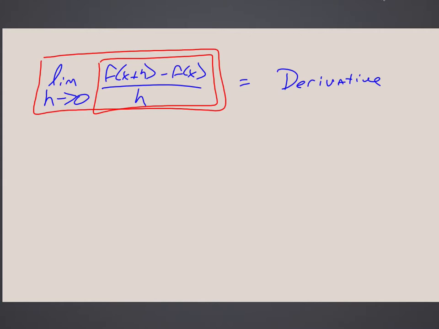Yes, so that whole function right there is going to give us the derivative, and the derivative is going to be the function that gives us the slope of the tangent line.